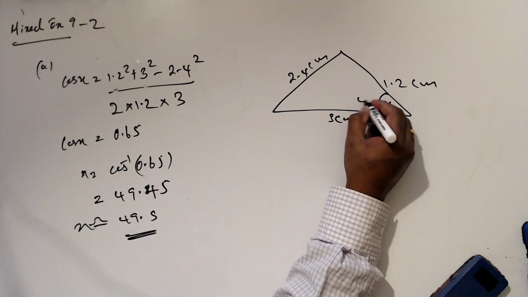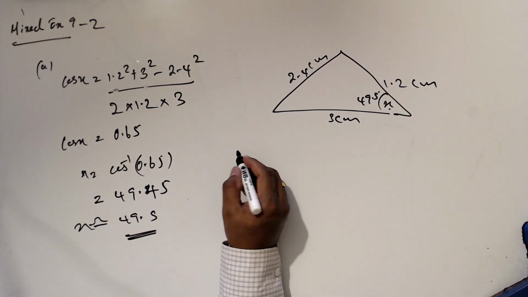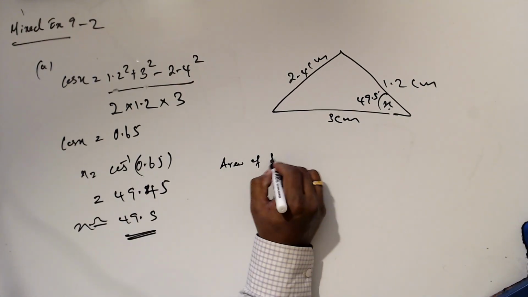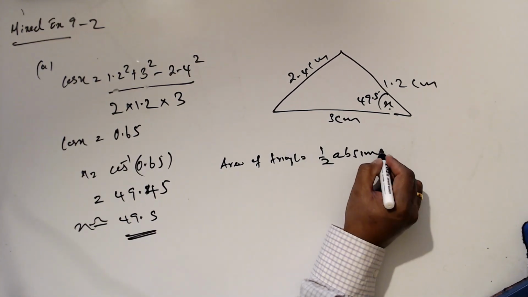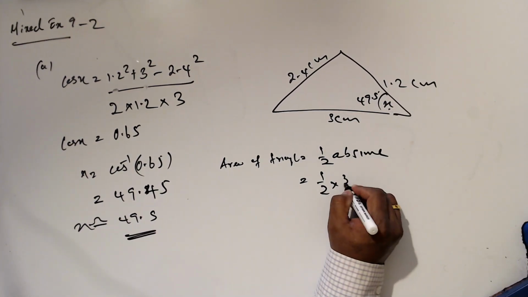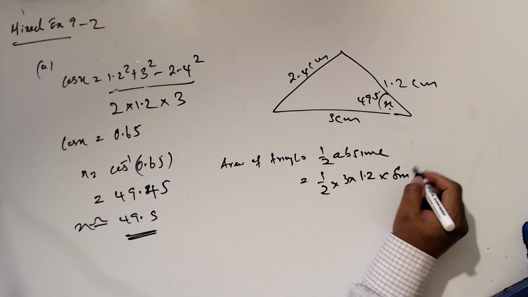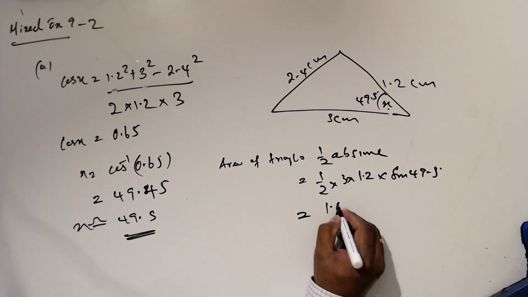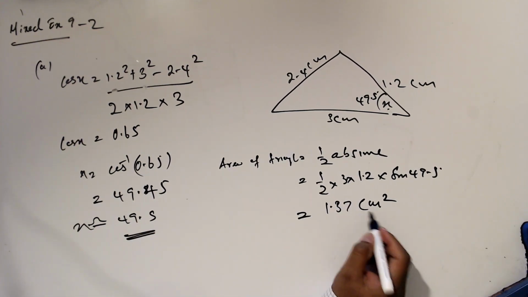Now we can take x is 49.5 and we'll find area of triangle, which is half AB sine C. So half a is 3, B is 1.2 times sine 49.5. So your answer is 1.37 square centimeter.